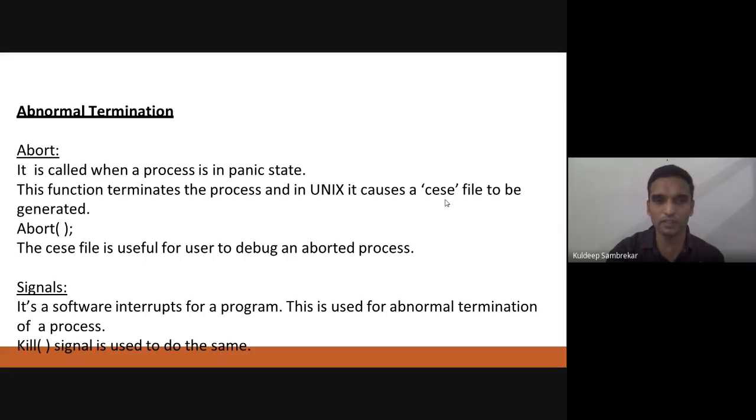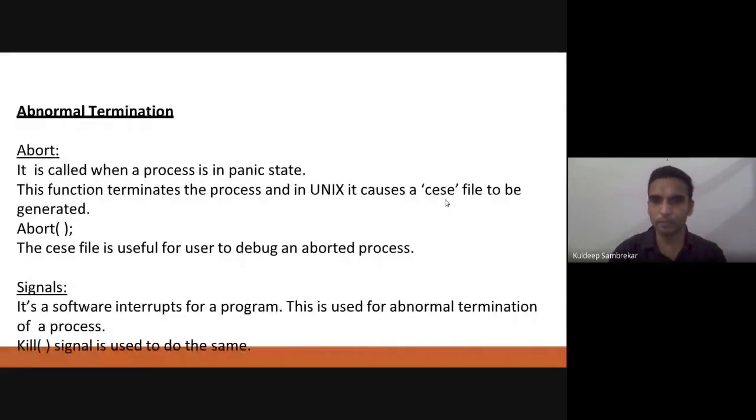So whenever any process is terminated or aborted, you always get a log file in Windows. Similarly, in Unix, you get a core file. The core file tells you what went wrong, that this process was aborted, and how you can debug it. So the abort system call is nothing but an abnormal termination.